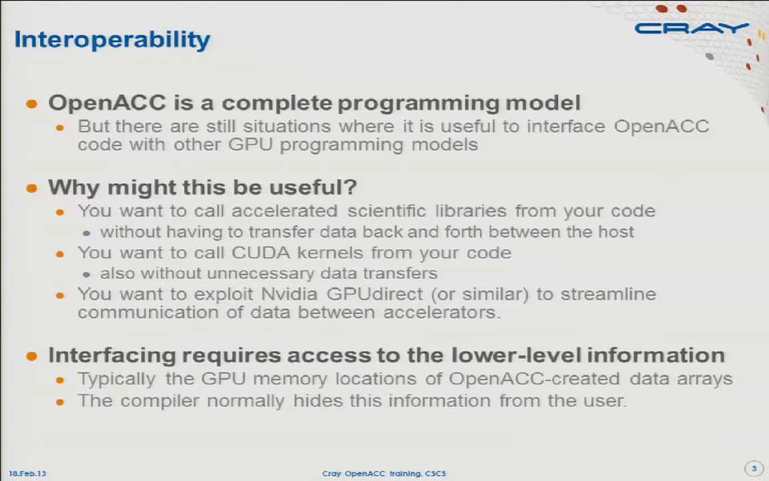You might want to call CUDA kernels from your code. Again, without transferring data back to the CPU in order to do a CUDA memcopy, you want to be able to run CUDA kernels processing data that's already there. And you might want to use some sort of streamlined communication path which lets you send data directly between accelerators. All of this requires being able to expose where in the GPU memory this data lives, which the compiler has usually hidden.